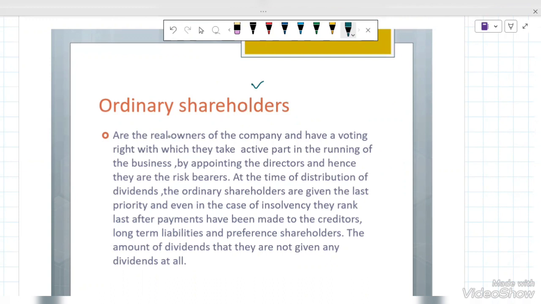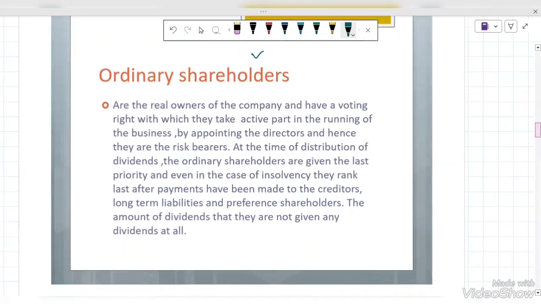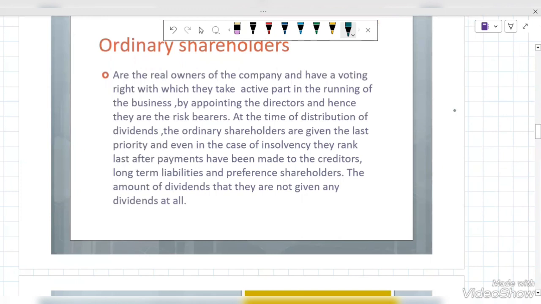Ordinary shareholders are the real owners of the company and have a voting right. Because they are the real owners, they have a voting right. They can select any director for their business, with which they take an active part in the running of the business by appointing the directors, and hence they are risk bearers. If a director is not capable or efficient, your business will fail. So this is a very big risk for the ordinary shareholders.